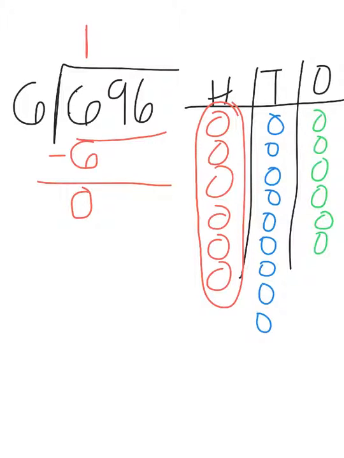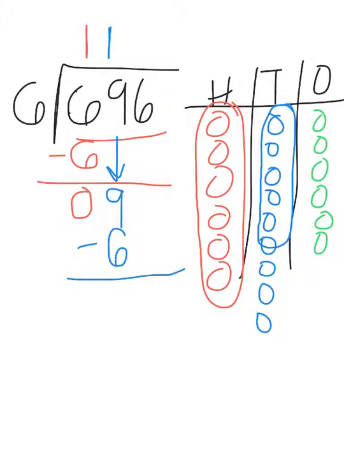And now I've got to deal with my tens. So I have to bring down my 9 tens. If I have 9 tens, how many groups of 6 can I make? 1. Let's circle it. 1, 2, 3, 4, 5, 6. So I made one group of 6. How much is one group of 6 equal to? 6. Good. So how many tens are left over? 3.